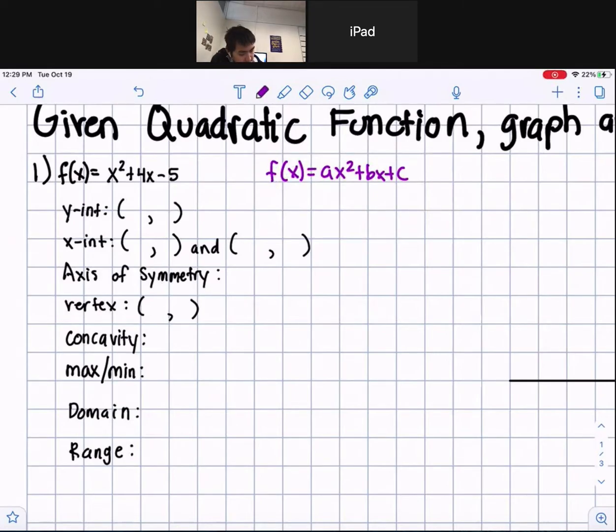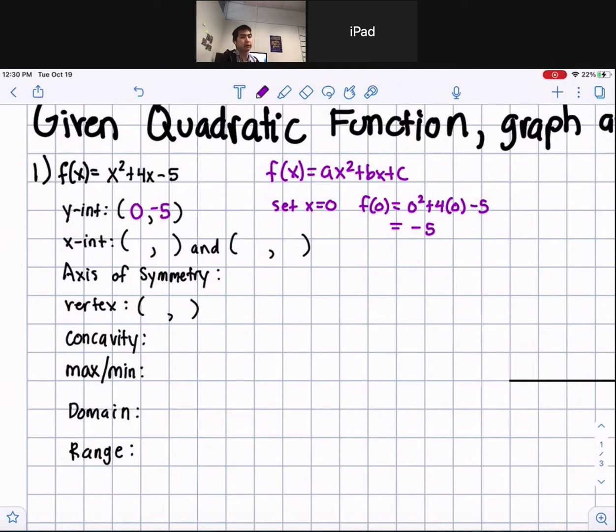Now, to find your y-intercept, you always set x equal to 0 and solve. The cool thing about setting x equal to 0 is that you will notice your answer is ultimately going to be -5. In standard form, your last term is automatically the y-intercept. So you can see what the y-intercept is just by looking at it.